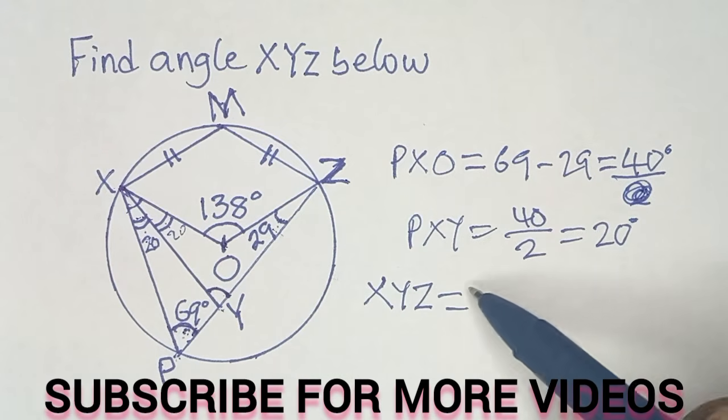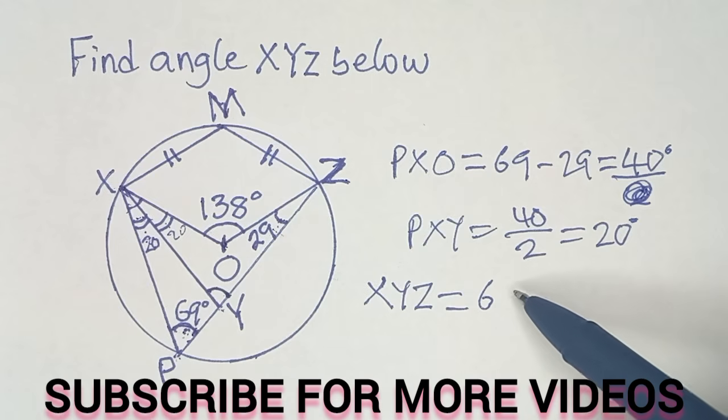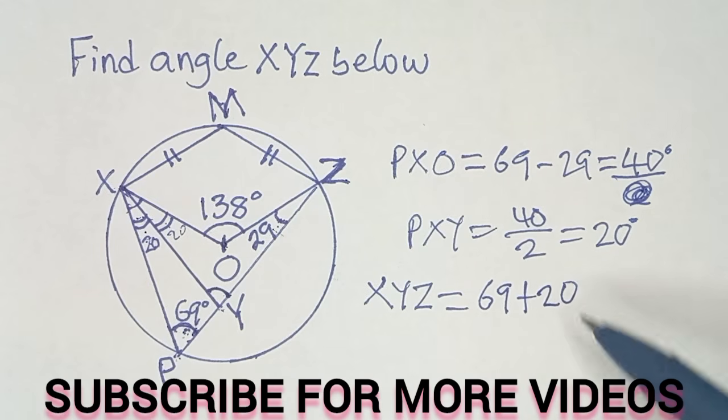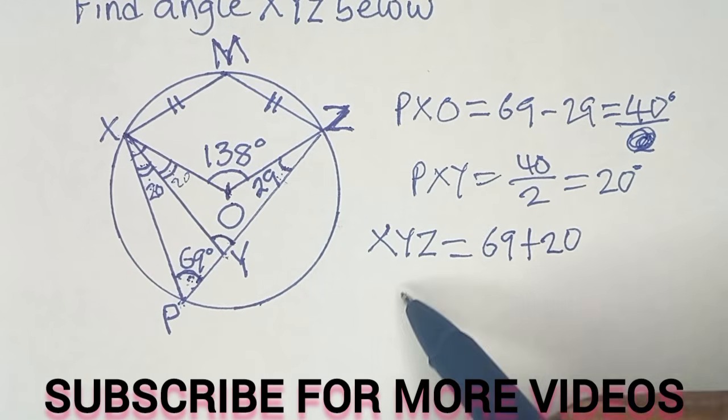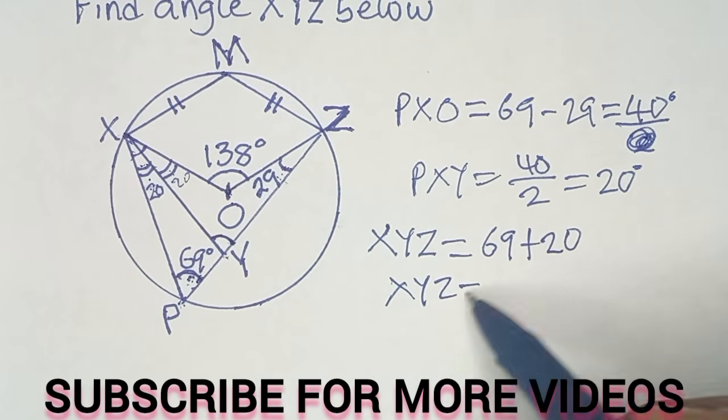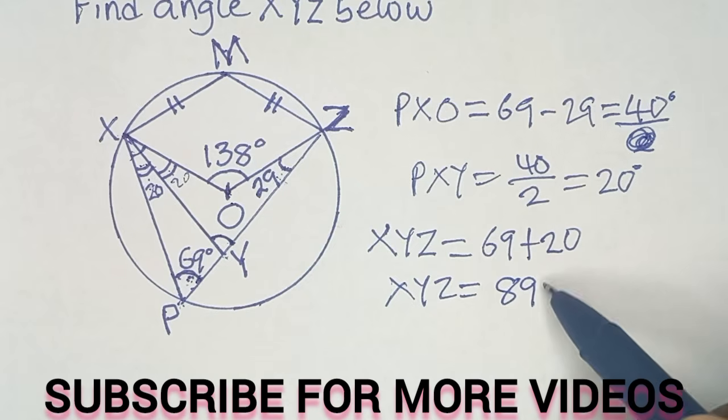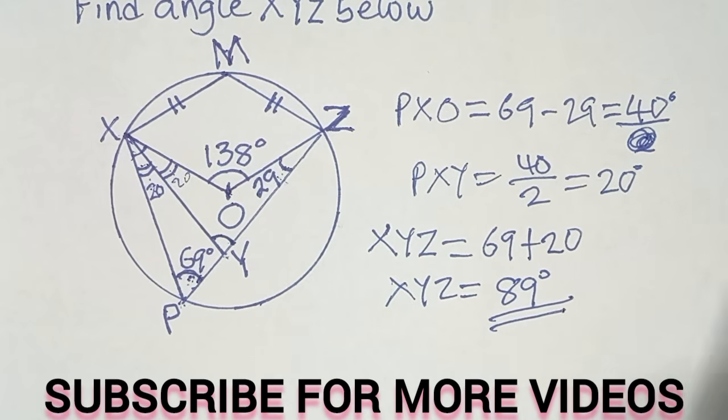So the exterior angle is simply 69 plus 20 degrees. And that will give us the value of angle XYZ finally as 89 degrees. And this is our final answer.